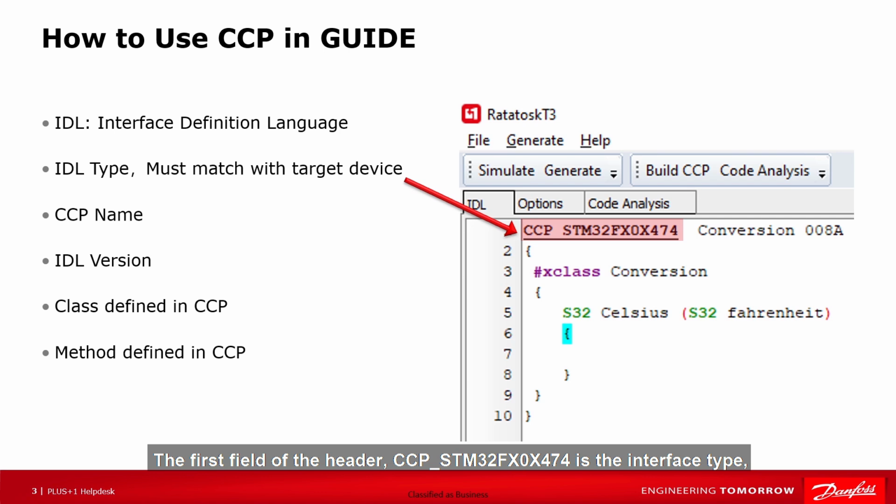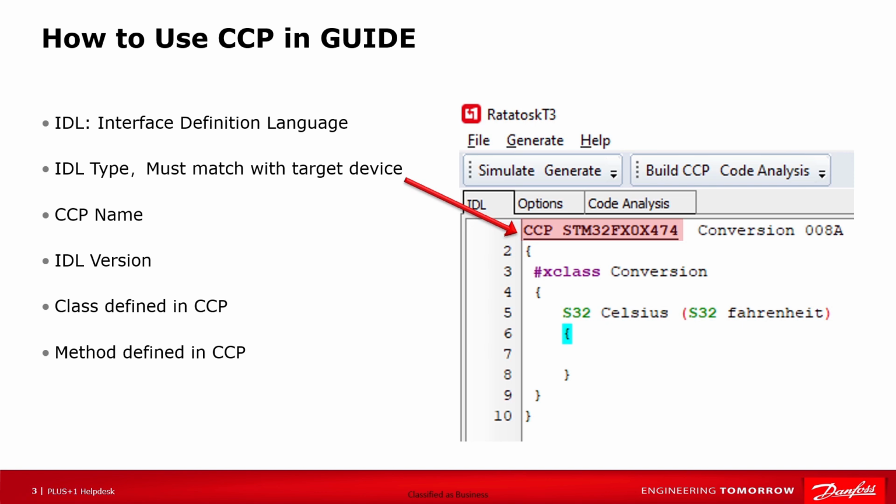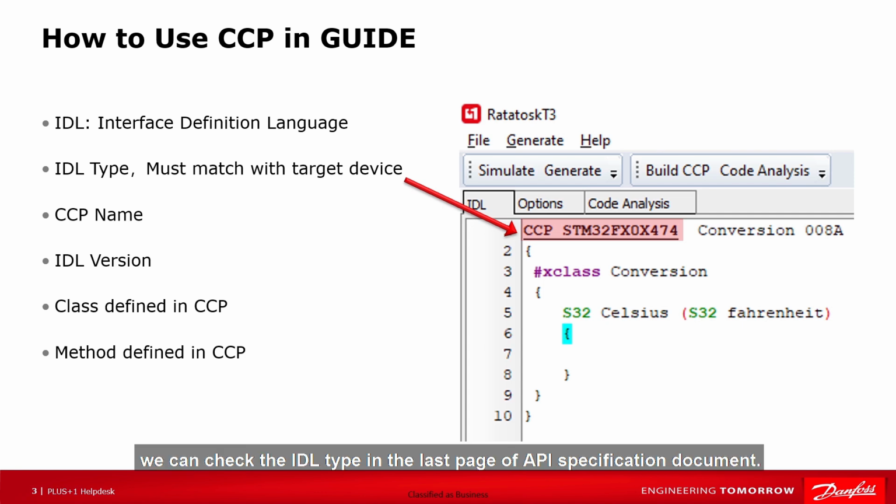The first field of the header, CCP_STM32FX0x474, is the interface type. It shall have the same value as defined in the API of target devices. The target device in this example is MC24_110. We can check the IDL type in the last page of the API specification document.